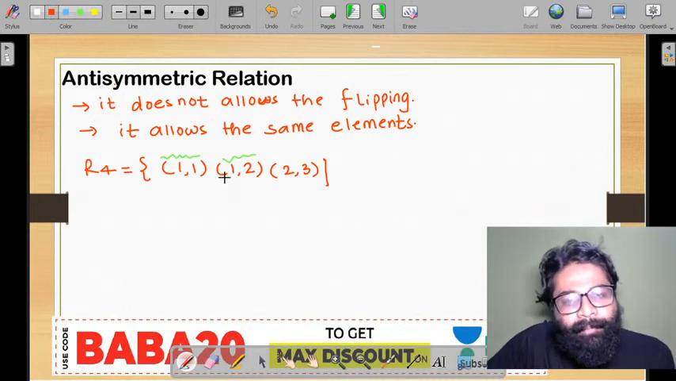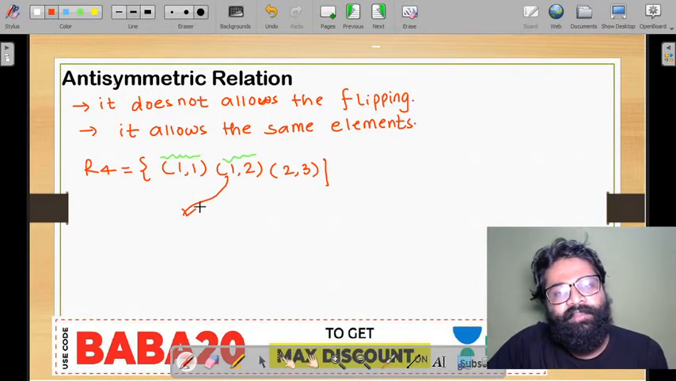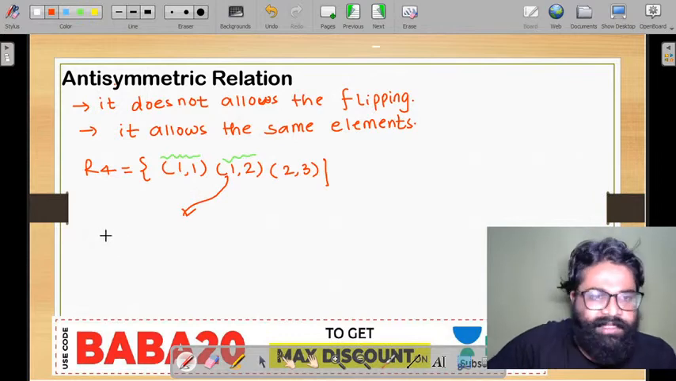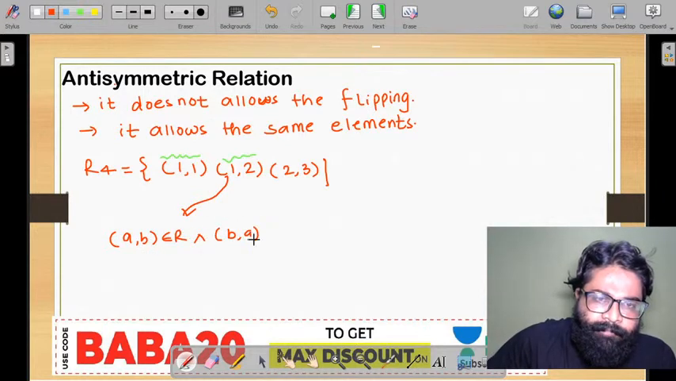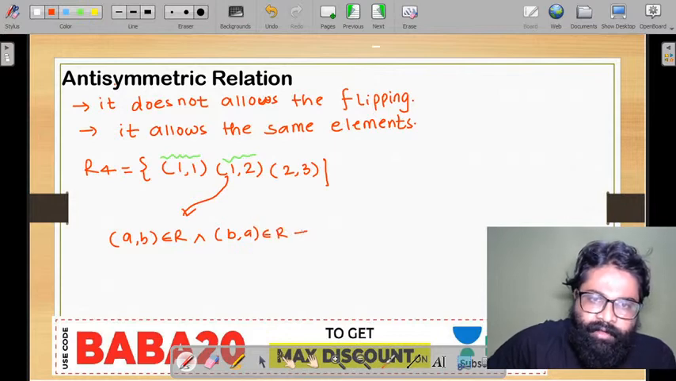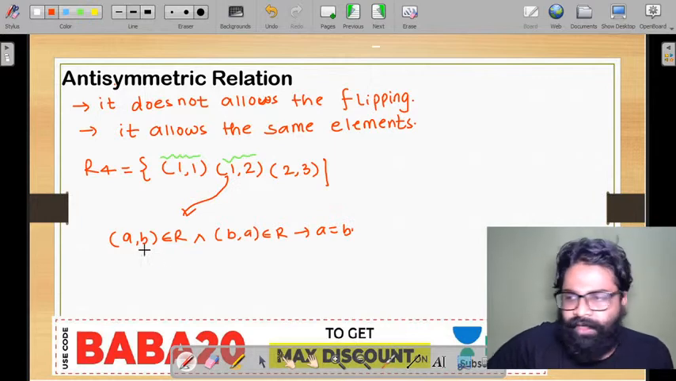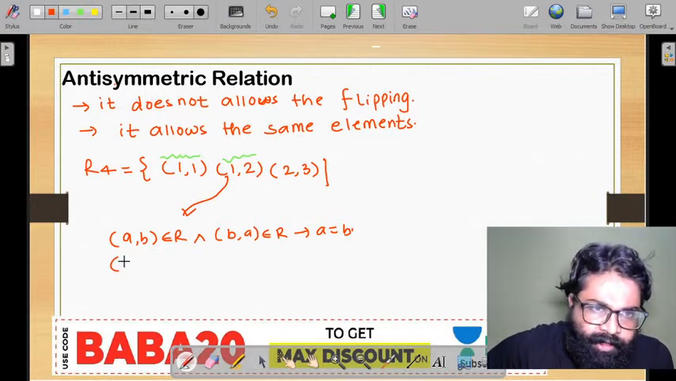Sir, what will happen if there is no flipping? Can you explain with the help of mathematical logic? Yes, definitely I can explain. So what is the mathematical logic? A comma B is related to R, and B comma A is also related to R. So can we say that A equals B? Try to put 1 comma 2 over here.